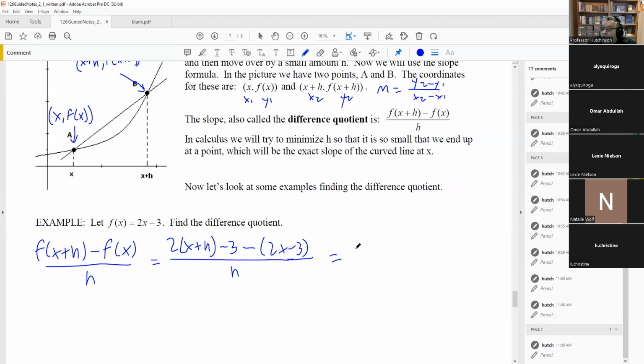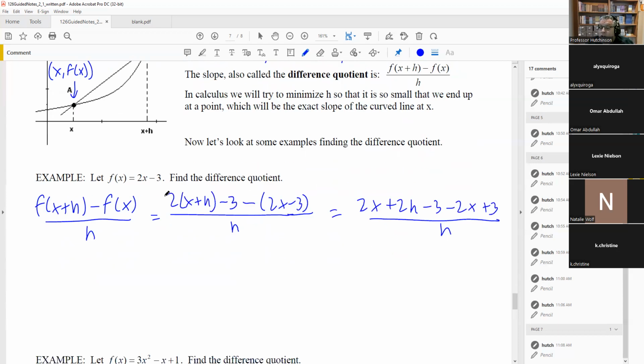So now we're going to simplify all this, or multiply all that out. So 2x plus 2h minus 3. And I have minus (2x minus 3) here, which is minus 2x plus 3. All that's going to be over h. Okay, so I did just a distributing step all the way through there.